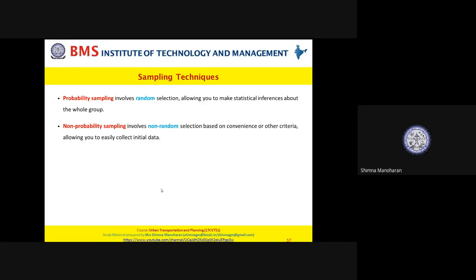So in probability sampling, you will be considering probability theory by using some statistical inferences, whereas in non-probability sampling, it's not based on any probability theory, but only based on the convenience or other criteria. Like how easily you can collect the data, or how easily people might respond to the survey, etc.